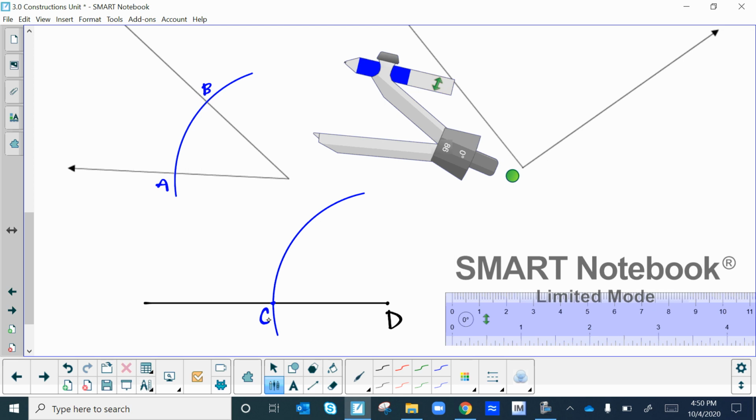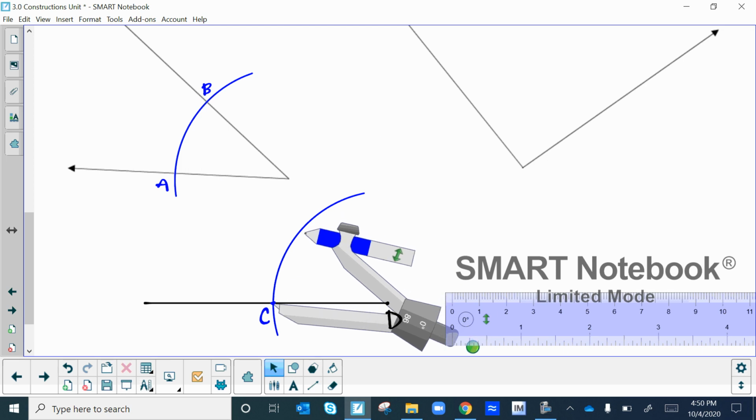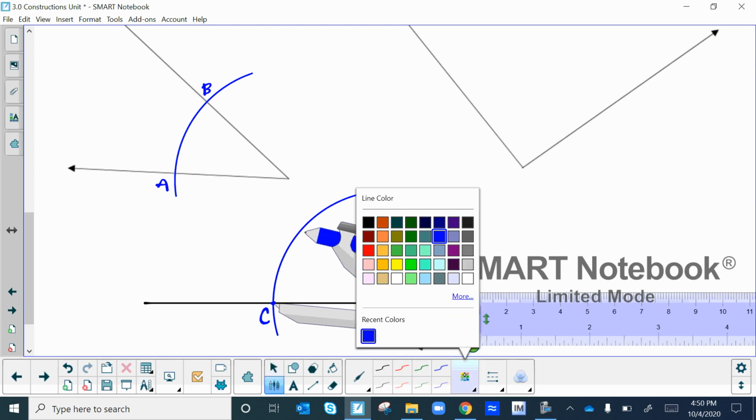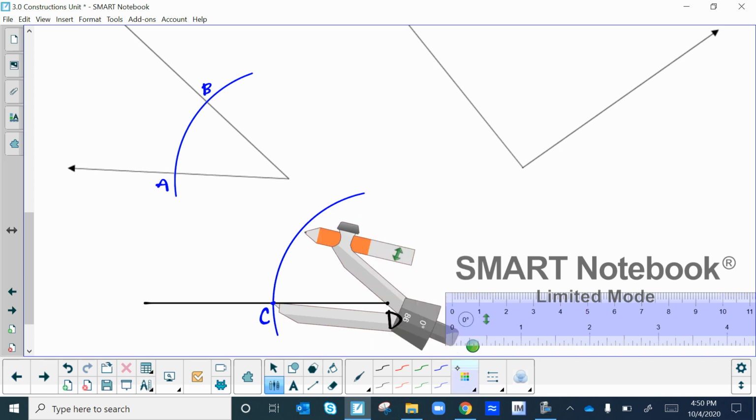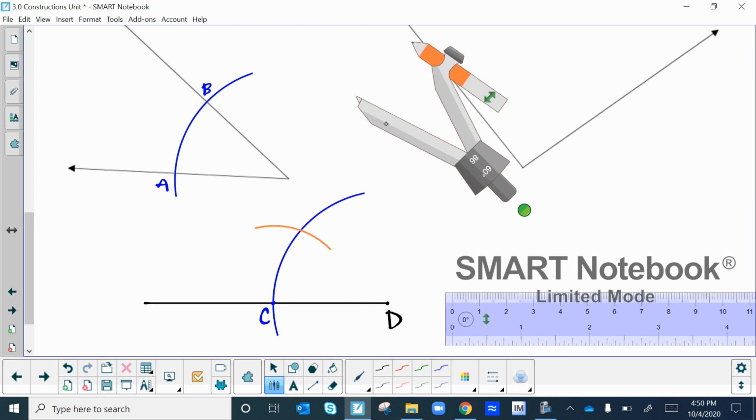Now without changing that compass setting, down here, let's call this point C. That point C is where I want to place the compass. So remember, I just took the measure from A to B. I'm going to come down here on C, and I want to make an arc. Make it a different color so that it's noticeable. This arc right here doesn't have to be real big, just so you can see the intersection. That intersection point, since we have A, B, C, D, let's call E.